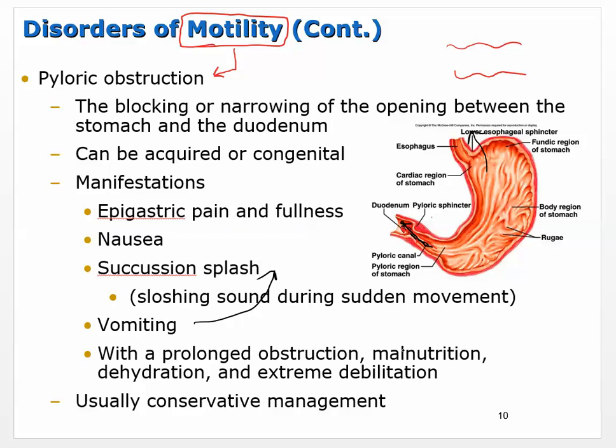With prolonged obstruction, malnutrition. You need those nutrients. You ate for a reason. Dehydration, same thing. A lot of water absorption happens in the intestines. If you're not moving enough water through, that can be a problem. And just the pain in general, everything together, can cause extreme debilitation.